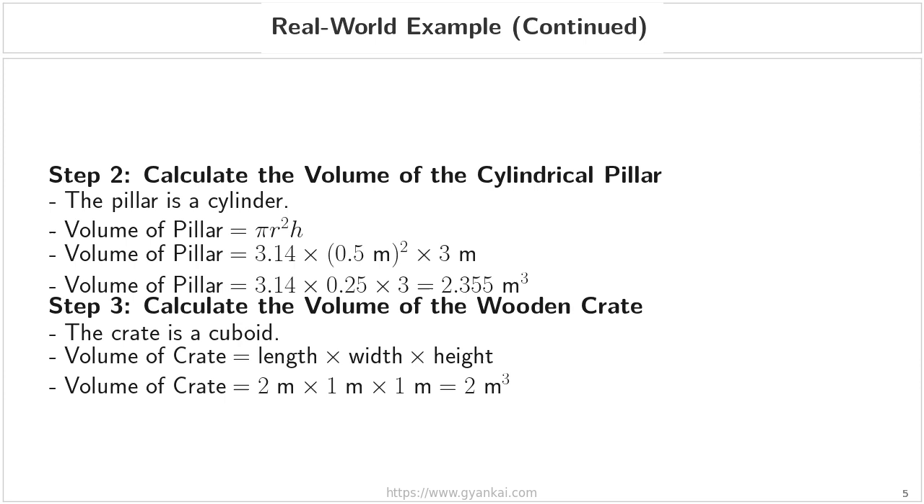Now that we have successfully calculated the total volume of the storage room in step 1, we need to find out how much space the objects inside are taking up. Keep these two values in mind, because in the next slide, we will combine them to find the total occupied volume before we can finally determine the remaining airspace.